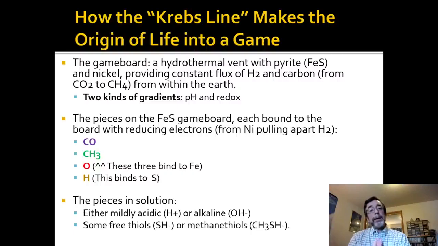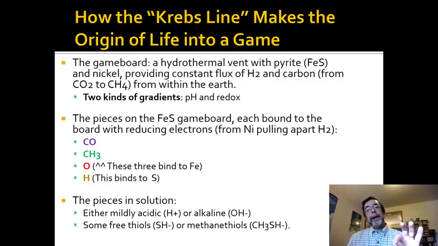So I'm going to color oxidized carbon purple. I'm going to color reduced carbon green. I'm going to color oxygen atoms red. That's the typical color, negatively charged. And I'm going to color hydrogen brown. And realize that this can be H plus as a proton, or more commonly it can be H bound to electrons, especially if you have thiols around.